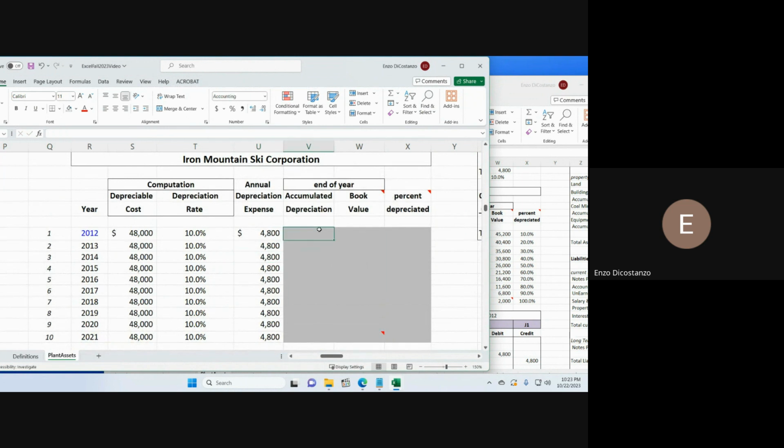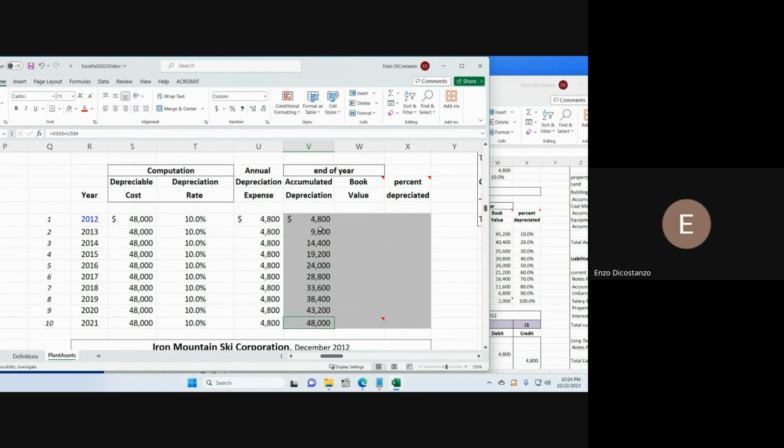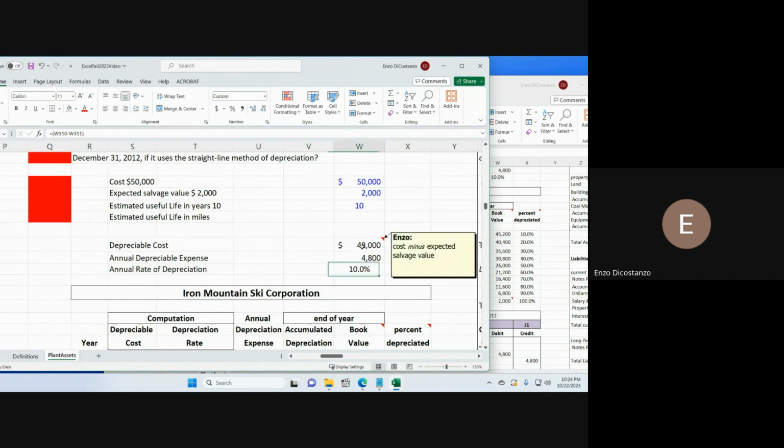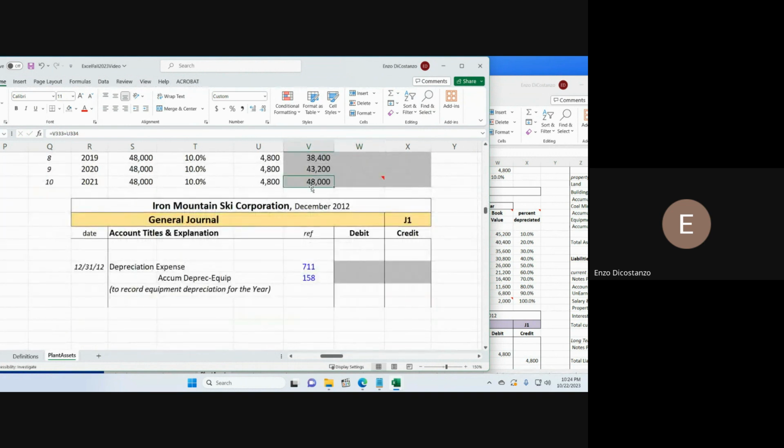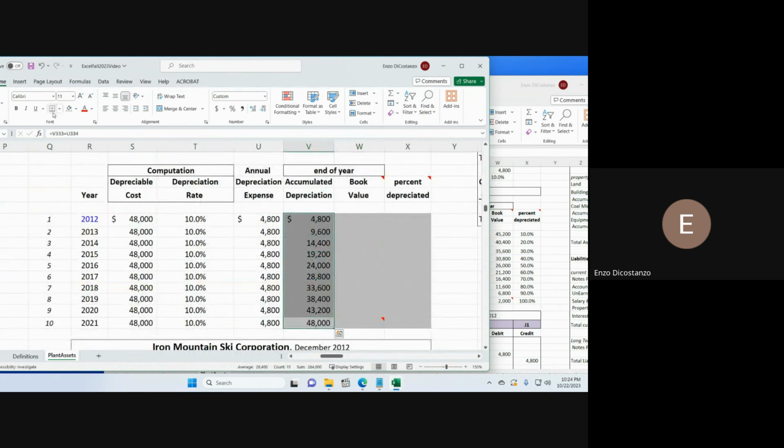And here with the accumulated, like I said, we could do that sort of summation thing, or we could just set that equal. Right? And then you can say the previous accumulation plus the annual depreciation expense, right? And then just do it the whole way down until you get to what you're depreciating. So you're depreciating 48,000, and we just did it, right?